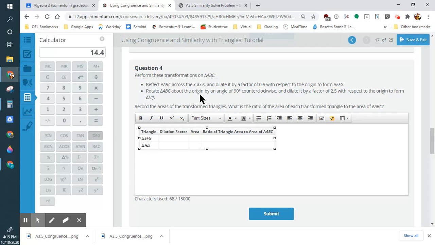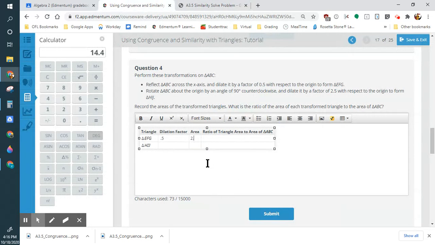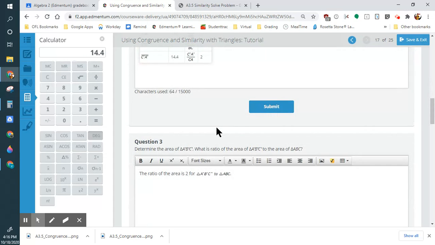So rotate it 90 degrees and dilate. What? Oh, these are 2 different things. Oh, so this is the first task. All right, so the dilation factor, 0.5 of the area. Well, it's half. Oh, it wants us to type the actual area. So go here, get the area, boom, get 2.7. So we do 2.7. Ratio of the area of the triangle, it's going to be 0.5. I don't understand why it's doing this to us, guys.